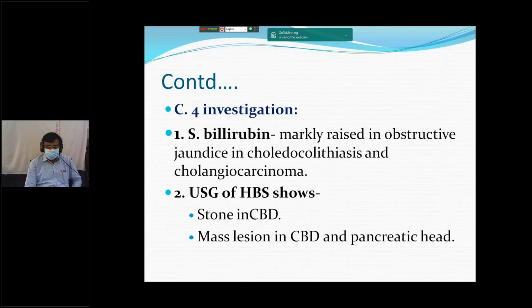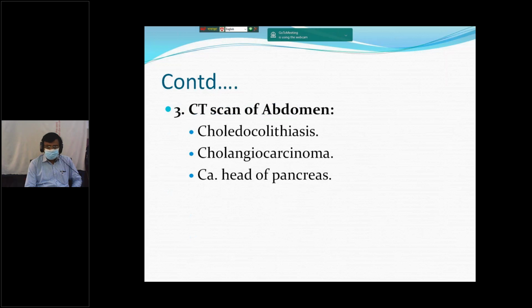Now, for investigation of this patient, serum bilirubin is markedly raised in obstructive jaundice due to cholelithiasis and cholangiocarcinoma. Ultrasonography of the hepatobiliary system shows stone in the common bile duct in case of cholelithiasis, and mass lesion in the common bile duct and pancreatic head in cholangiocarcinoma. And CT scan of the abdomen also detects cholelithiasis, cholangiocarcinoma, and carcinoma of the head of the pancreas.